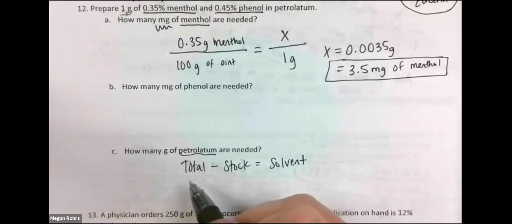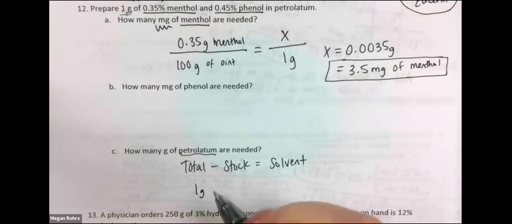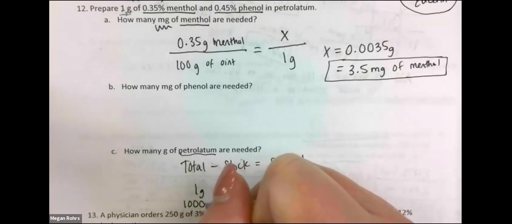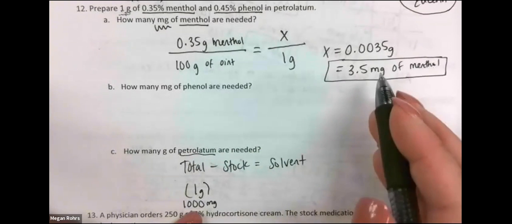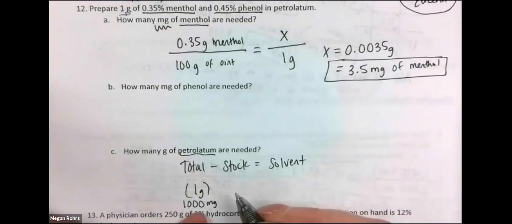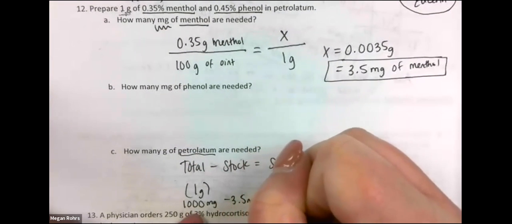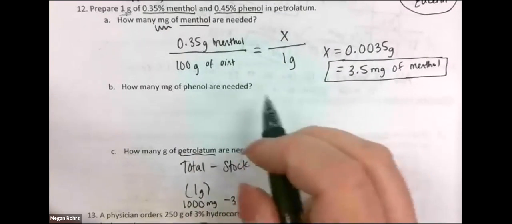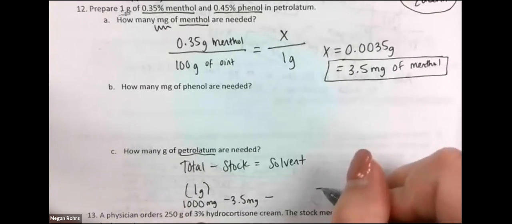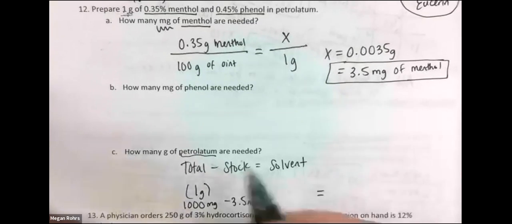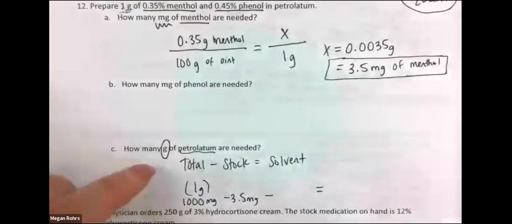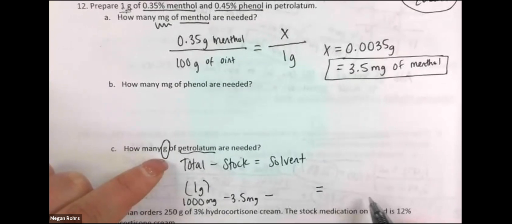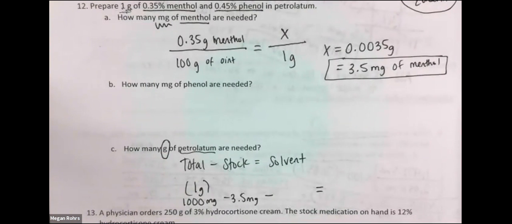Now keep in mind this is in grams. So if you wanted to, we could change that into milligrams. So you're going to take 1,000 milligrams minus what you get here. So minus the 3.5 minus what you get for this answer. And then that final answer will be how much petrolatum is needed. It is asking for grams. Okay, so if you solve for this and you get milligrams, you'll have to convert that back into grams once you are done.